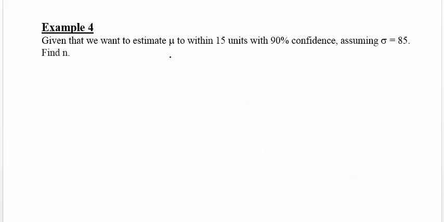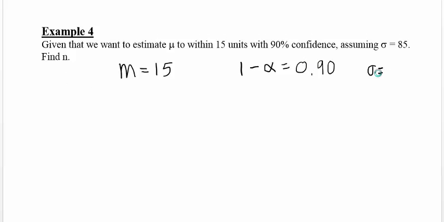Example 4, we want to estimate mu to within 15 units with 90% confidence, assuming sigma is 85. So let's find n. I'm going to identify the information they give us. My margin of error is going to be this 15. I want my confidence interval to be within 15 units of the actual true population mean. So m is 15. My confidence level, 1 minus alpha, is 90%. Sigma they give as 85.